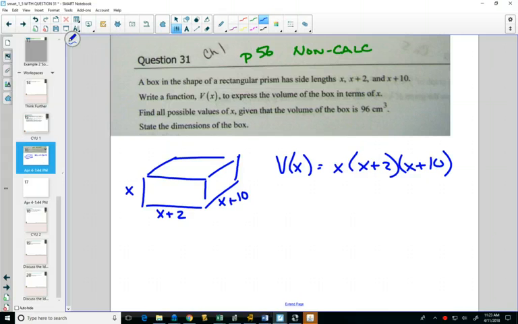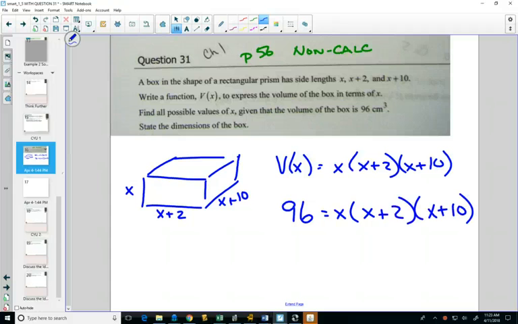Then the other 4 marks came from the second part, which said find all possible values of x given that the volume of the box was 96. So we put the volume in at 96, and we have to find x. Now, what the exam was hoping students would do and what a lot of students actually did sort of contradicted each other and caused a lot of students to lose a lot of marks.